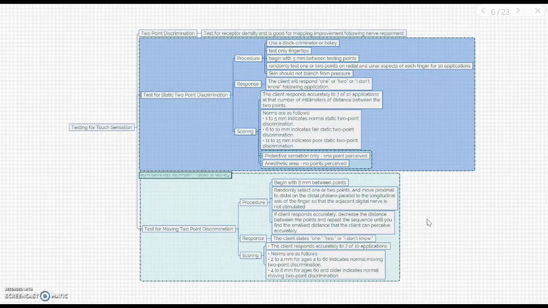So testing for touch sensation, you have your static 2-point discrimination and your moving 2-point discrimination. So 2-point discrimination, you're testing for receptor density, and it's good for mapping improvement following nerve repair. So the closer the points are that a person can discriminate, the better. So 1 to 5 millimeters indicates normal static 2-point discrimination. 6 to 10 is fair, 11 to 15 millimeters is poor.